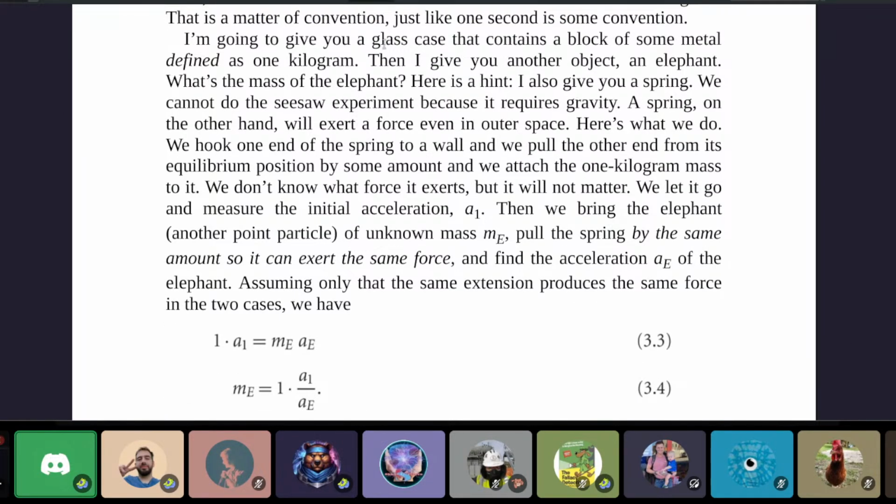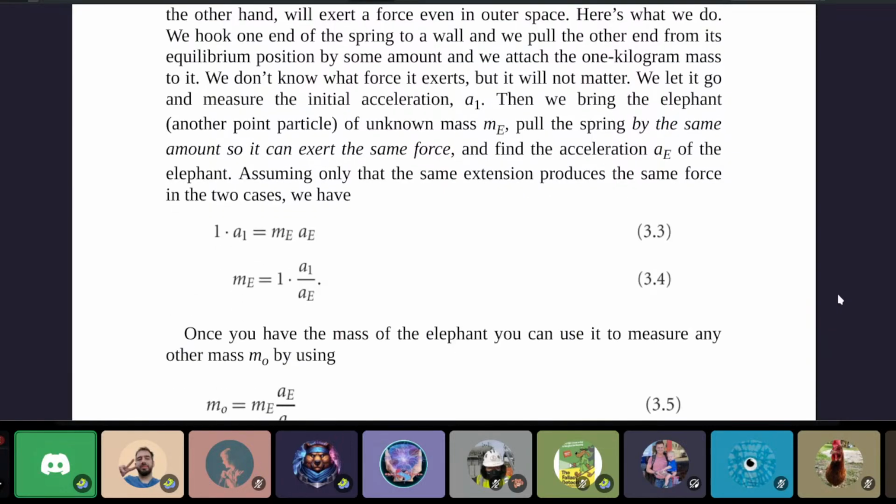I'm going to give you a glass case that contains a block of some metal defined as 1 kilogram. Then I give you another object, an elephant. What's the mass of the elephant? There's a hint. I also give you a spring. We cannot do the seesaw experiment because it requires gravity. A spring, on the other hand, will exert a force even in outer space.